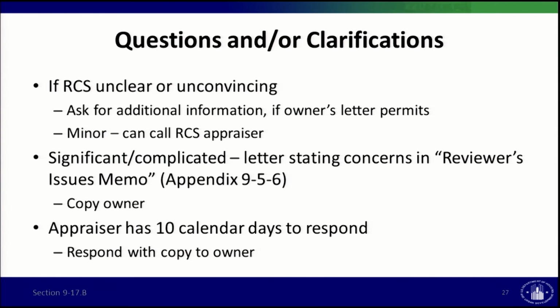If, however, the RCS is unclear or unconvincing, then you can ask for additional information if the owner's letter permits you to communicate with the appraiser. If the shortcomings are minor, then just call the RCS appraiser. However, if there are significant or complicated problems, you'll need to draft a letter stating concerns in the reviewer's issues memo, which is 956. When you send the letter to the appraiser, please copy the owner so that the owner knows that there are problems.